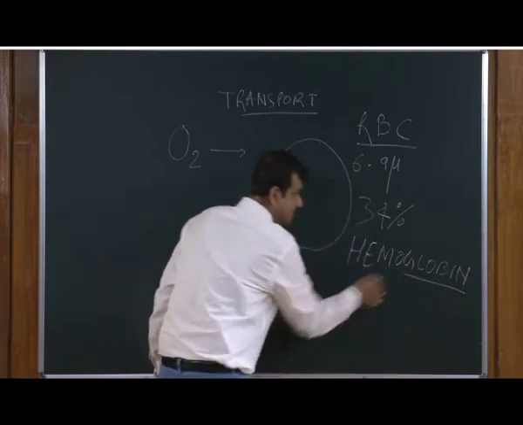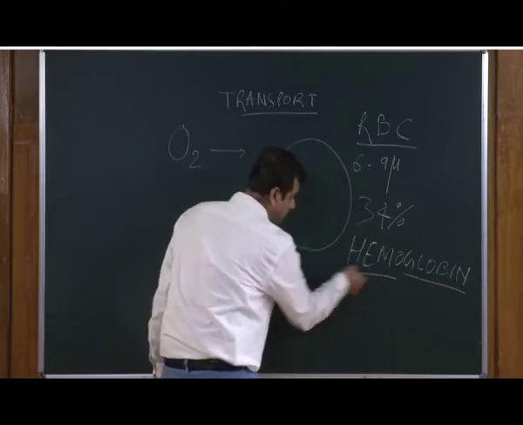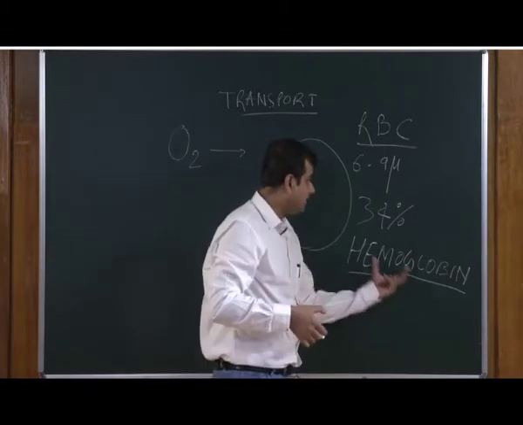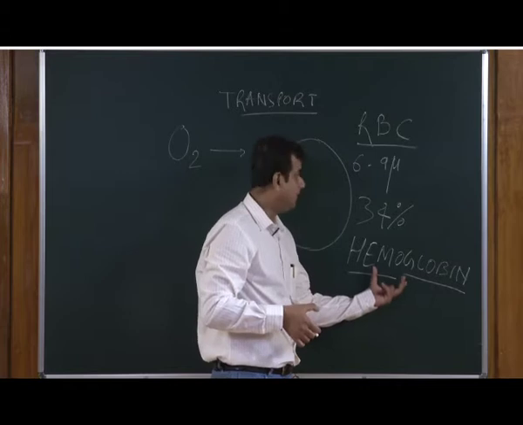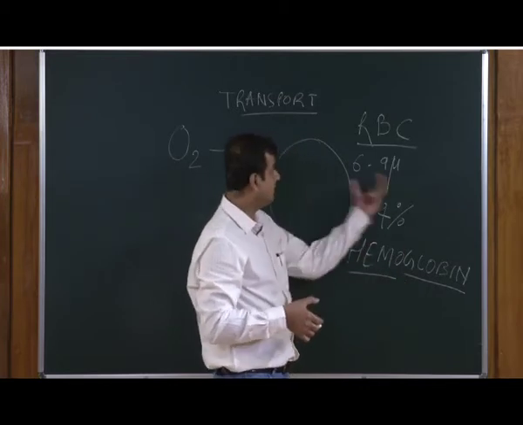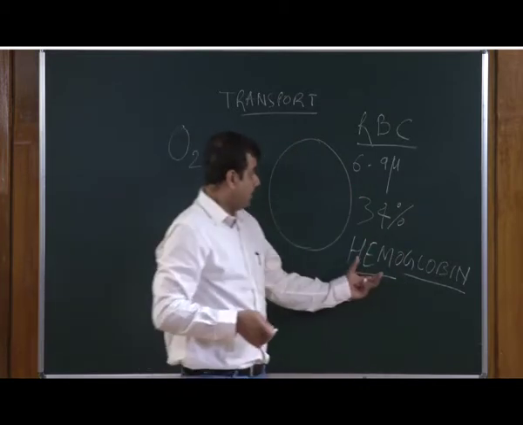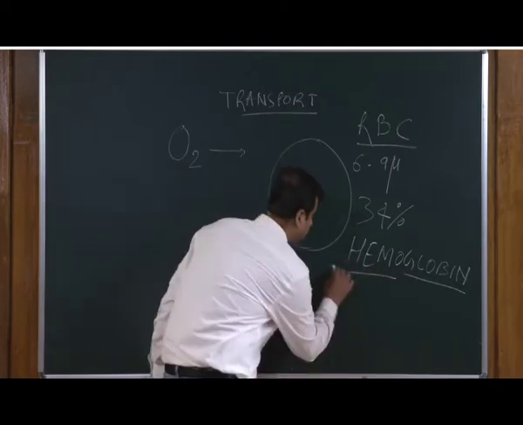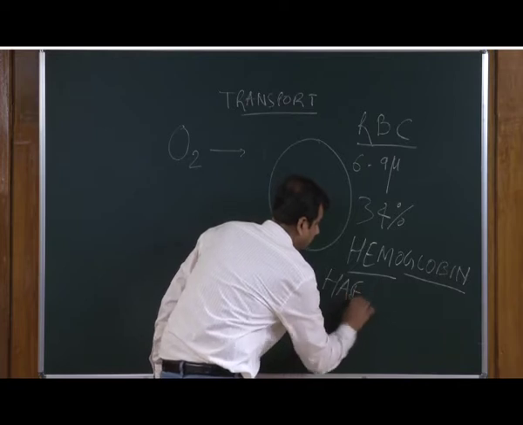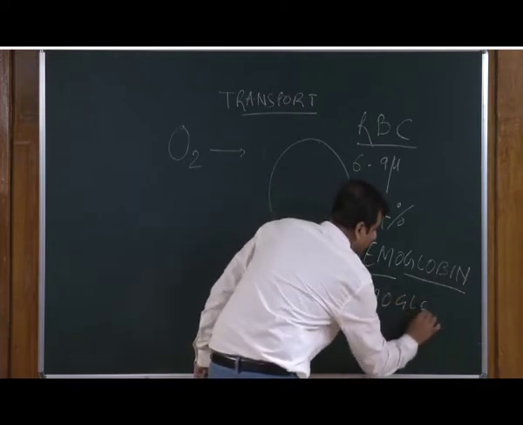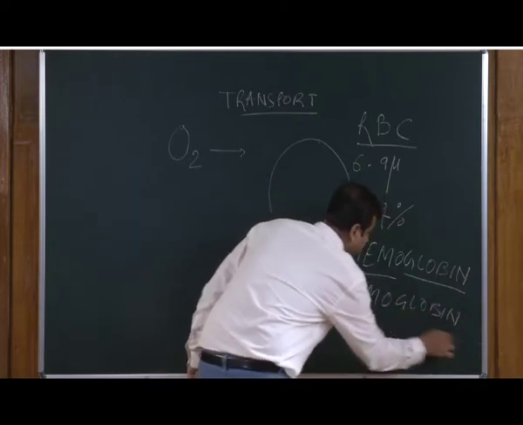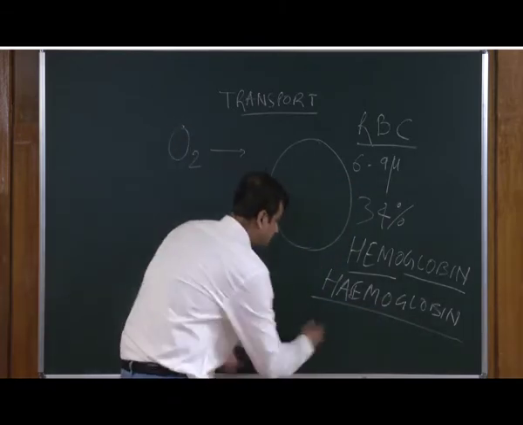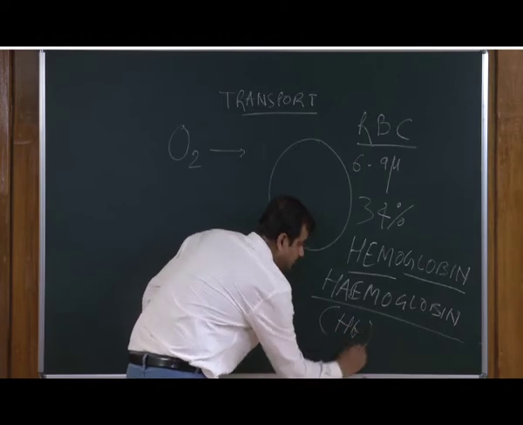So, globin is the protein part, heme is a group that contains iron. So, hemoglobin is an iron-containing pigment, an iron-containing protein which is present in RBC. Hemoglobin is sometimes also written as haemoglobin. People write it both ways, both are the same, but we will stick to one particular form, and that is hemoglobin.